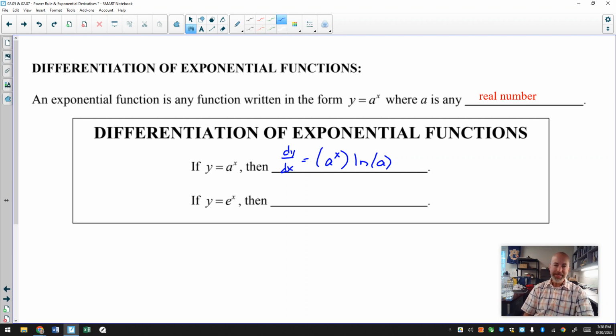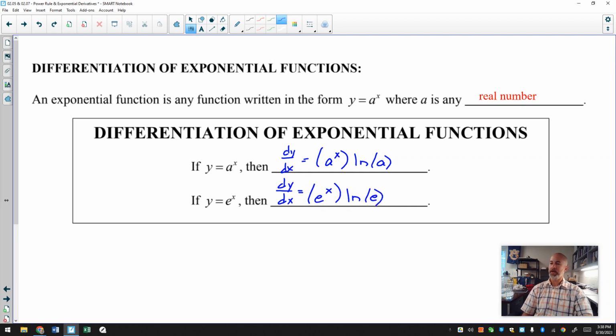If your function is e to the x, which is the most common exponential function that you will see, as a matter of fact, you'll see it probably 95% of the time. You very seldom see bases that are not e, but you will, so be ready for it. Derivative of e to the x, well, that's just a number. E is a constant, and so the derivative follows the exact same rule. It's e to the x times the natural log of e.